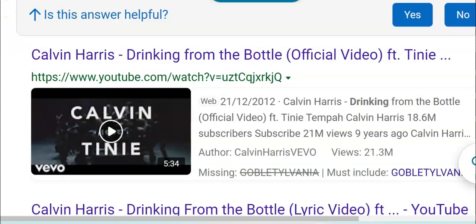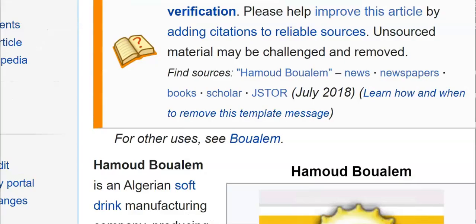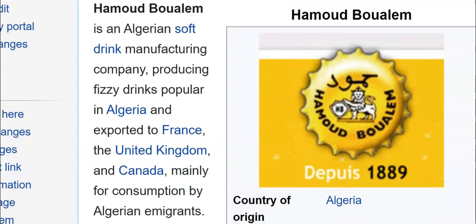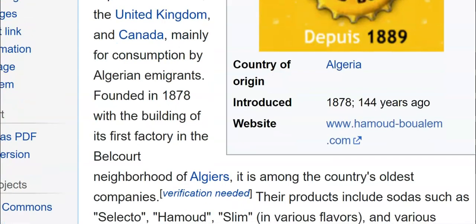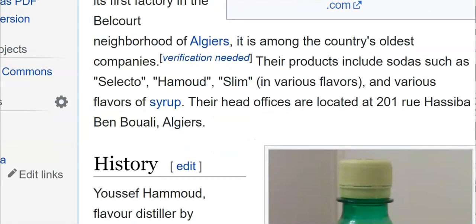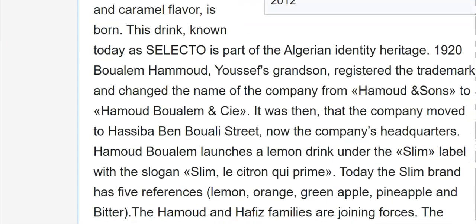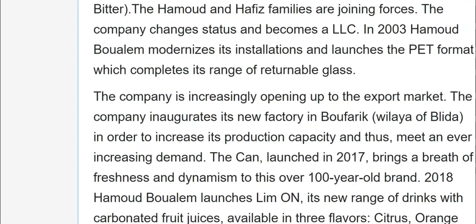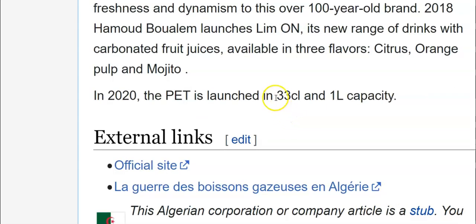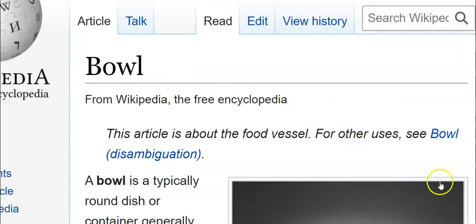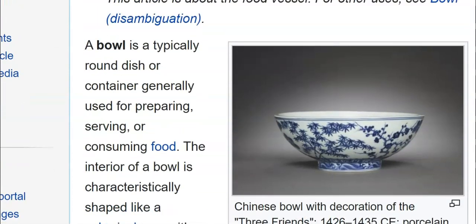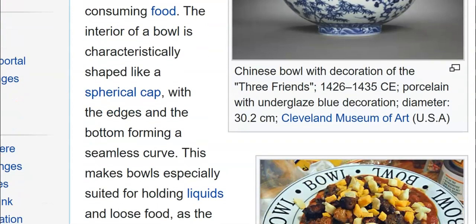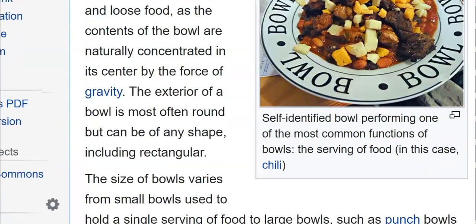Calvin Harris drinking from the bottle. Hamoud Boualem, Nigerian soft drinks manufacturing company. If you remember the Bull Society, there was a lion on the thing there, right? Most of 33 centilitres. When you got a bowl, right? A bowl is just simply a dish or container, right? Basically you have a drinking bowl, right?